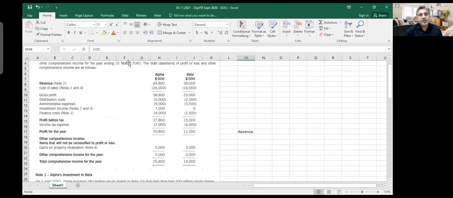And then we prepare a working for each of this item. We make a working here, we make working here, we do working for investment income, we do working for finance cost, we need to calculate gain on revaluation working. All these will require one separate working. Anyways, let's start with this.